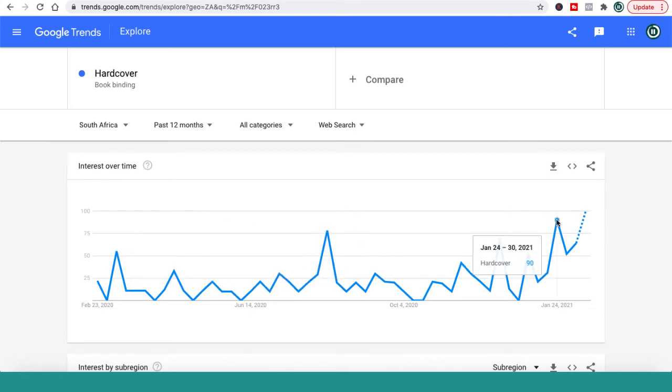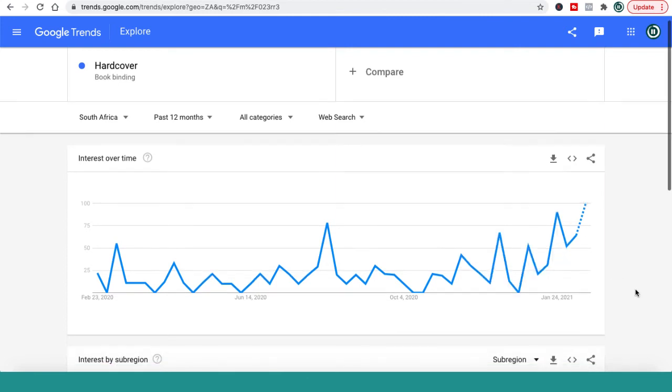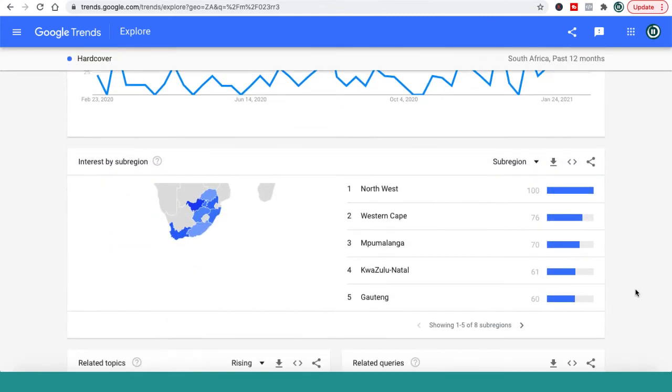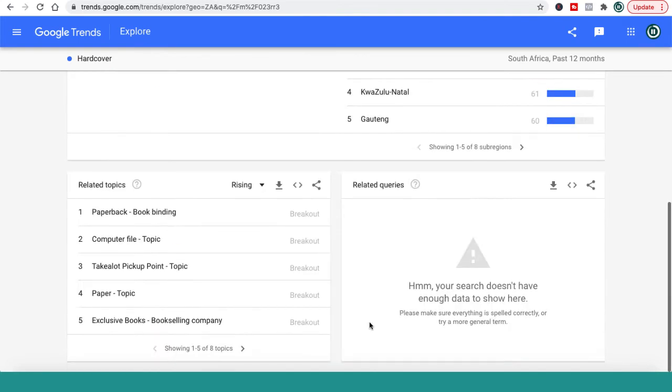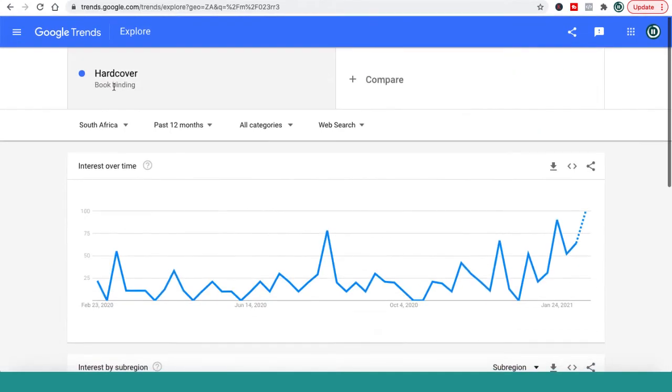And we can see there was almost 100 on the 24th of January. So people were wanting to research that specific term as opposed to photo books. Here we've got paperback bookbinding. Take a look, pick a point, interesting, and exclusive books for hardcover.